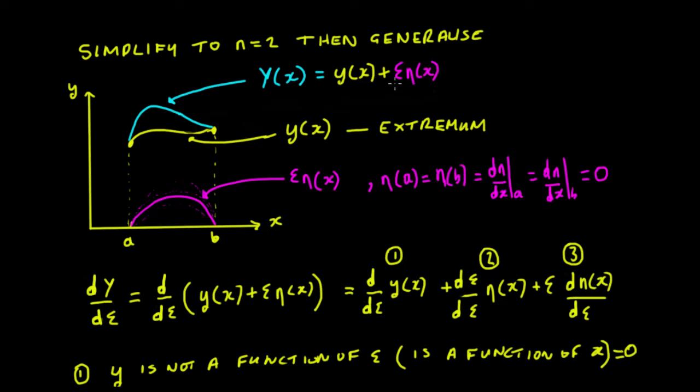Then the idea is that we can look at the limit as this epsilon tends towards 0, and as epsilon tends towards 0, this function Y of x will tend towards our extremum small y of x. We notice a few things here: eta at A is equal to eta at B, and also the rate of change of eta with respect to x at A and B are all equal to 0.